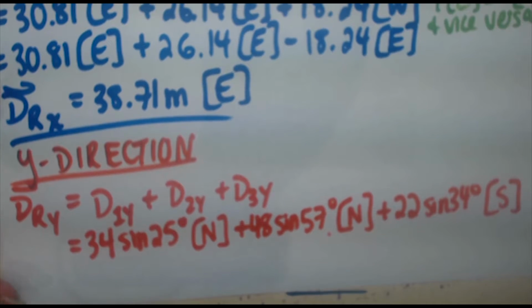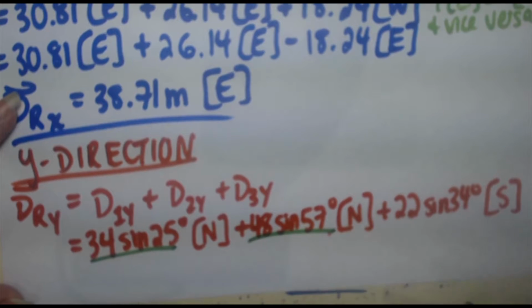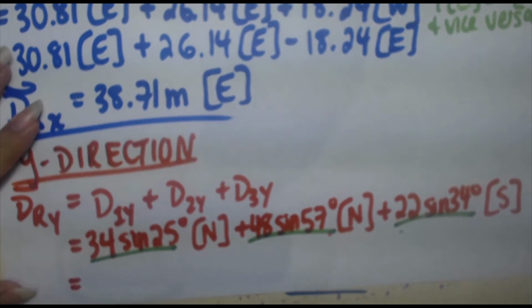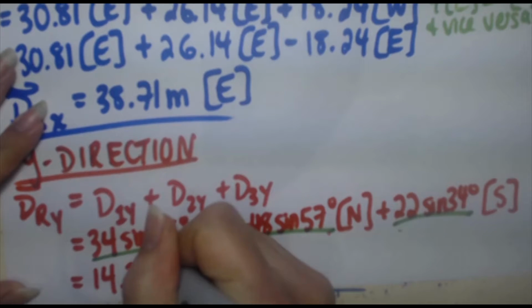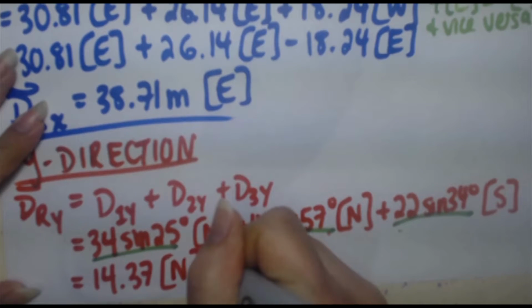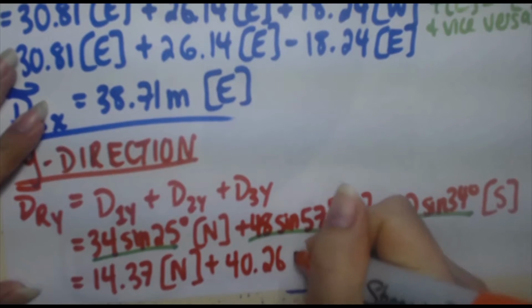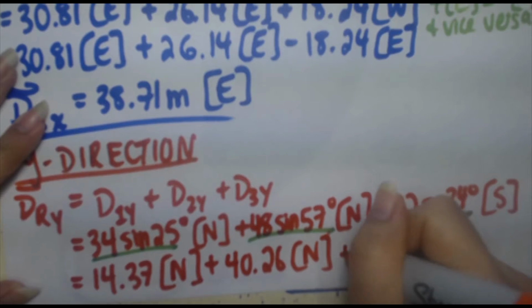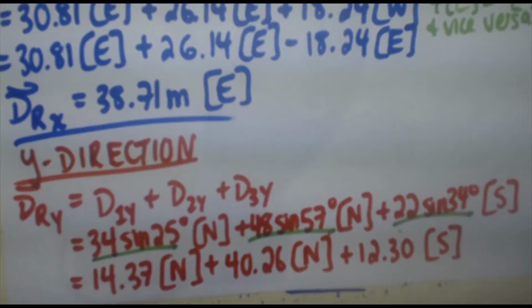Okay, and just like before, this is a math problem. 34 sine 25, that's a number. 48 sine 57, that's a number. 22 sine 34, that's a number. Okay, so 34 sine 25, you're going to get 14.37 north. 48 sine 57, 40.26 north. And 22 sine 34, 12.30 south.